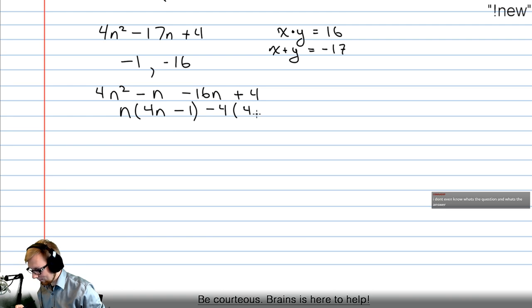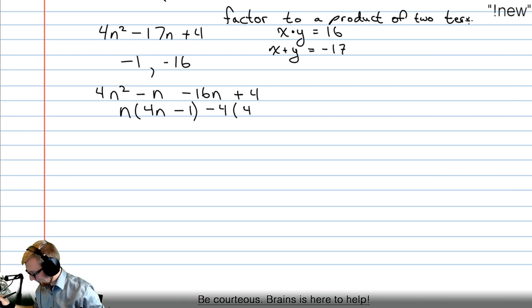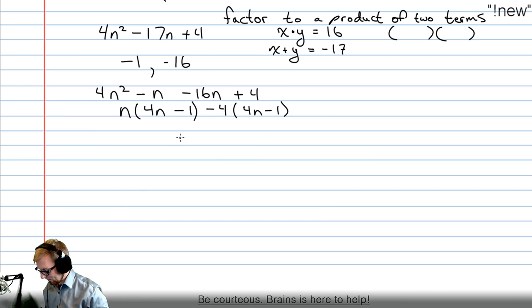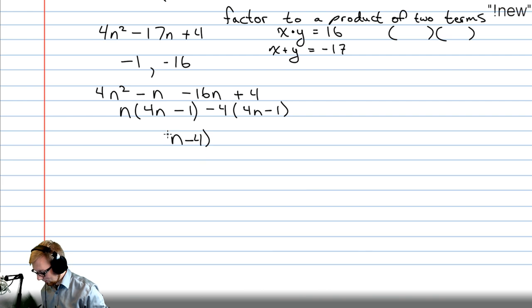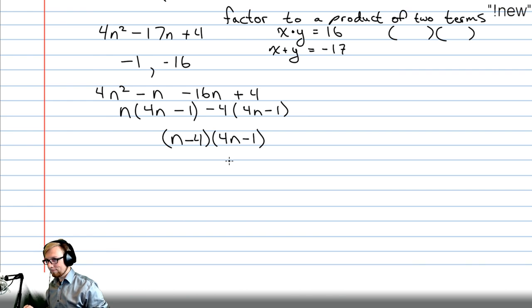Oh god, I have the hiccups. So you have 4n minus 1. So when you tally things out, you get, in the first parenthesis, n minus 4. And then you get 4n minus 1. Okay. So you've got n minus 4 and 4n minus 1. Good. Next one.